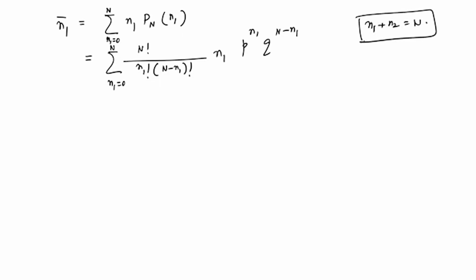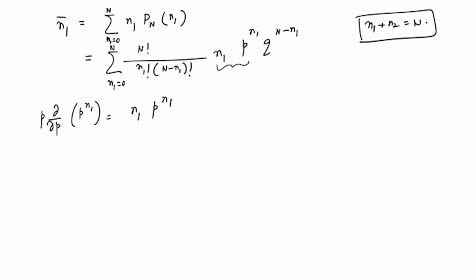So, that is the average number of steps taken towards the right, and if you notice, there is a p del del p, where p is the probability to the right. So p to the power n 1 gives n 1 p to the power n 1, which is what we want here. This means you can take a derivative with respect to p in order to get n 1 bar, the average value of n 1.